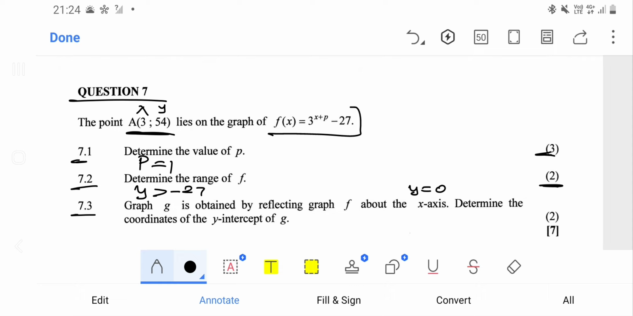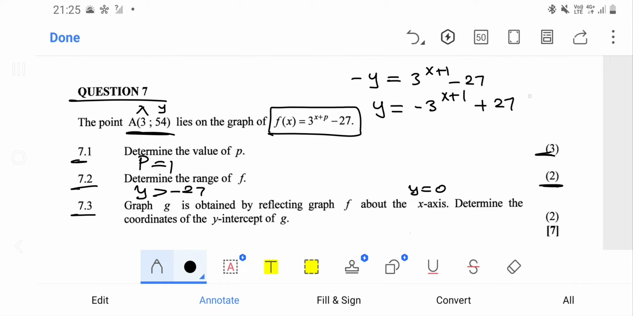When you reflect a graph about the x-axis, it means you multiply y by negative, and then we get negative y equals 3 to the power of x plus 1 minus 27. Now let's divide. We say y is equal to 3 to the power of x plus 1 divided by negative 1, we get negative 3 to the power of x plus 1, and negative 27 divided by negative 1, we get plus 27. This is the graph of G: G of x is equal to negative 3 to the power of x plus 1 plus 27.